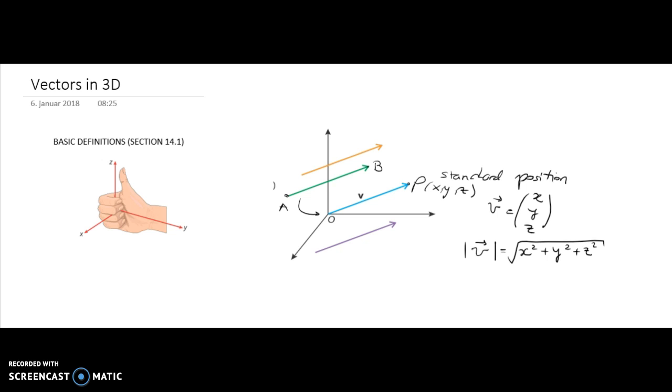All four vectors in the picture over here, the orange one, the green one, the sky blue one, and the purple, are actually equal because they have the same magnitude and direction.